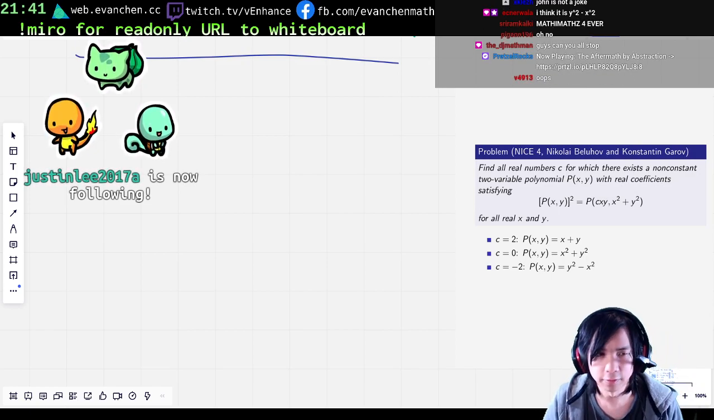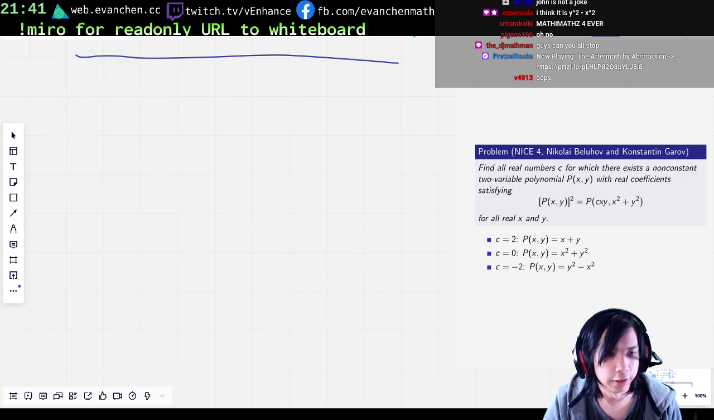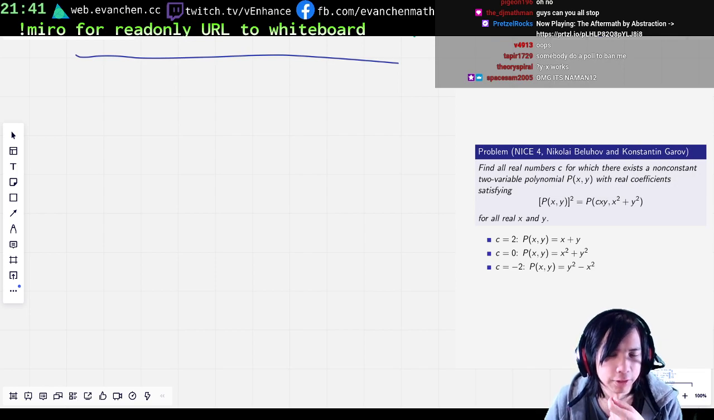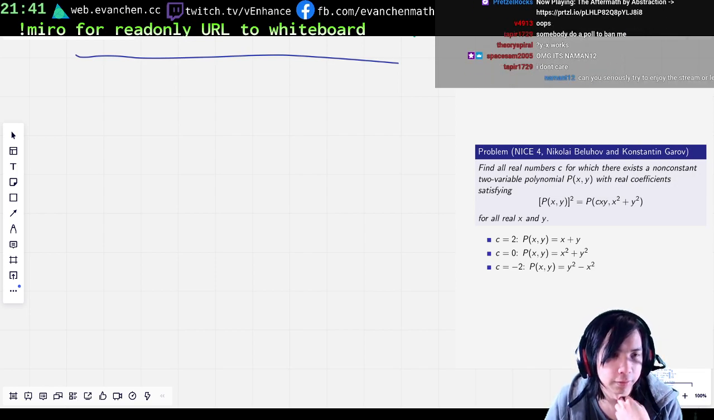Okay, so let's actually prove that these are the only values of C which can work now. No, it's y squared. Y minus x does not work. It's y squared minus x squared.